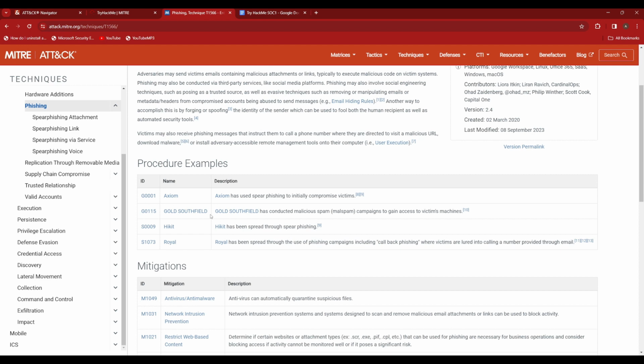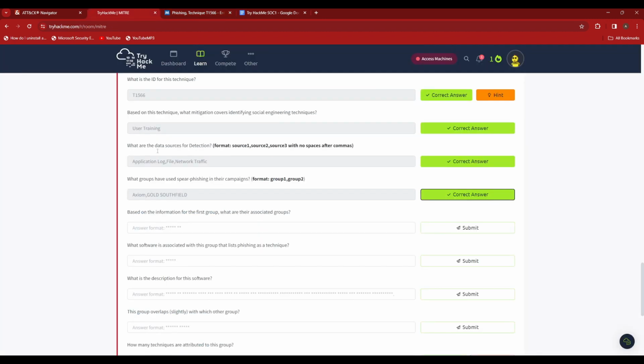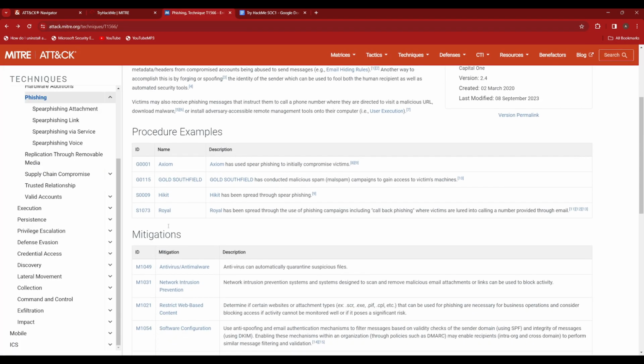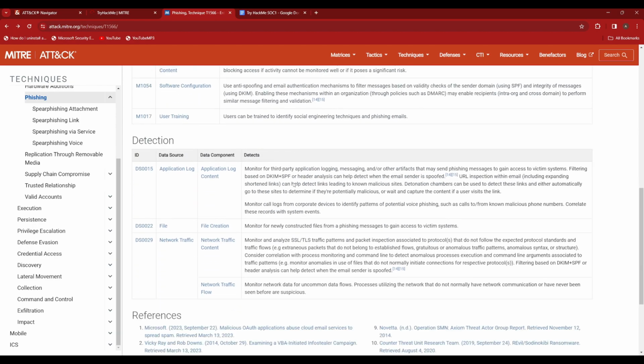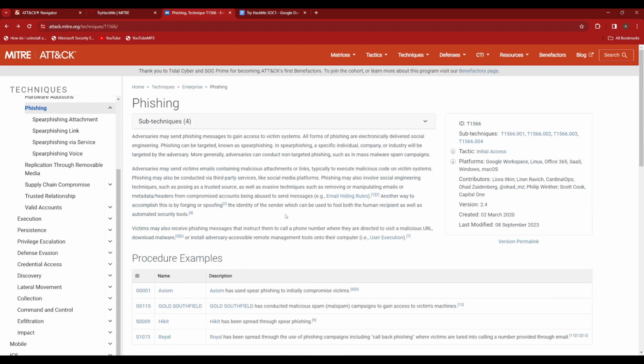It doesn't say here spear phishing, but again, I think this is one of those weird questions that have weird answers, because the only thing that would fit this huge area would be Gold Southfield. The others are very short. HiKit and Royal would neither fit, but Axiom did say that they actually spearphished right here. This one said malspam, so I don't understand how that is the answer, but nevertheless, we found the correct answer.